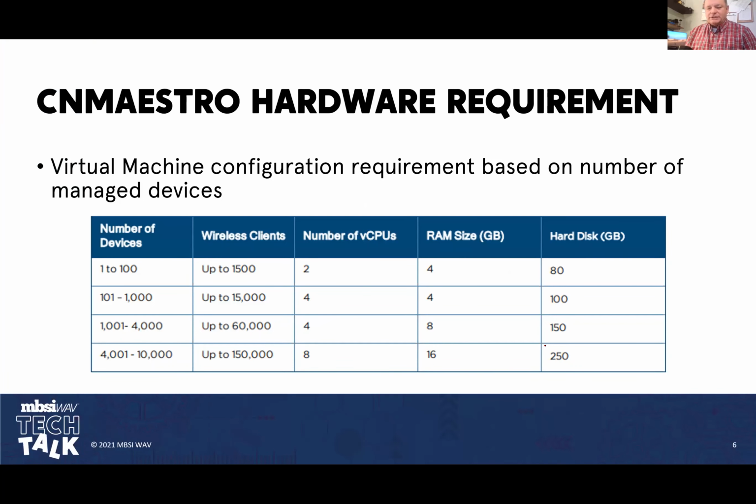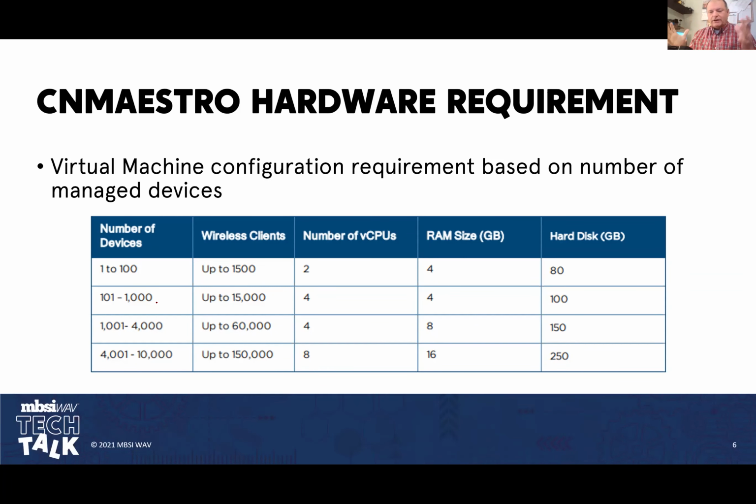All right. So one of the questions that I've had to answer a few times, and this is in the cnMaestro user guide, is the hardware requirement for the virtual machine configuration. Now, the virtual machine configuration is the resources that we need to support this many devices. A device, as far as Cambium is concerned, is POPs, distribution nodes, and connection nodes.